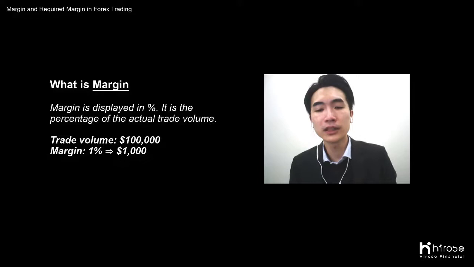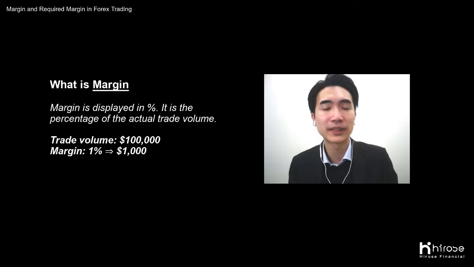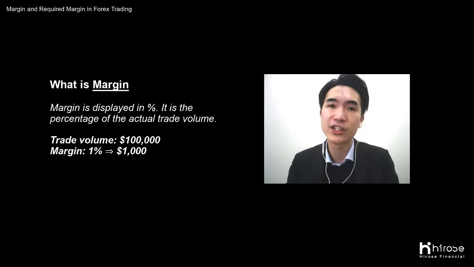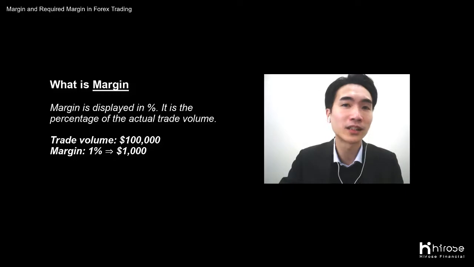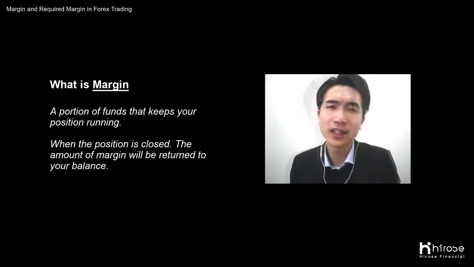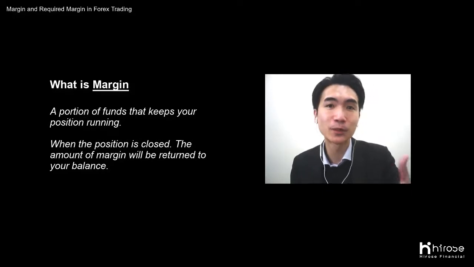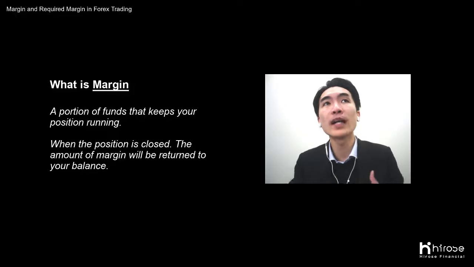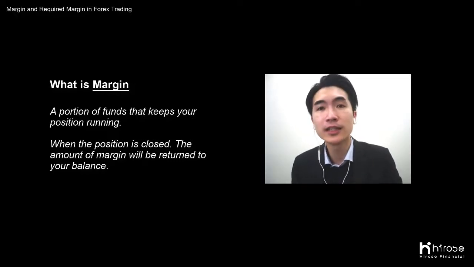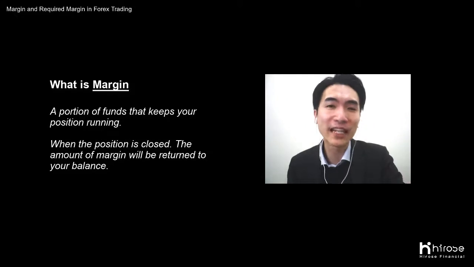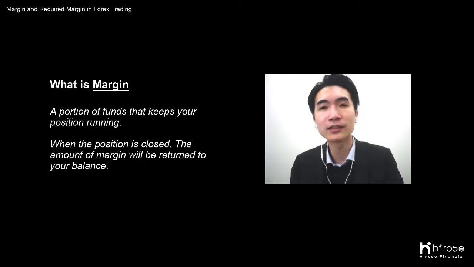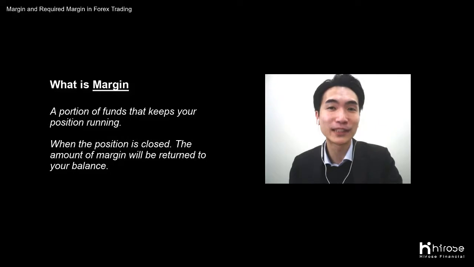Margin is displayed as a percentage of the actual trade volume, the $100,000 that we talked about just now. Remember that margin is something that keeps your position running, to keep your trade going. When you close the position, the margin amount goes back to your balance. If the margin is $1,000, then when you close that trade, that $1,000 goes back to your balance.